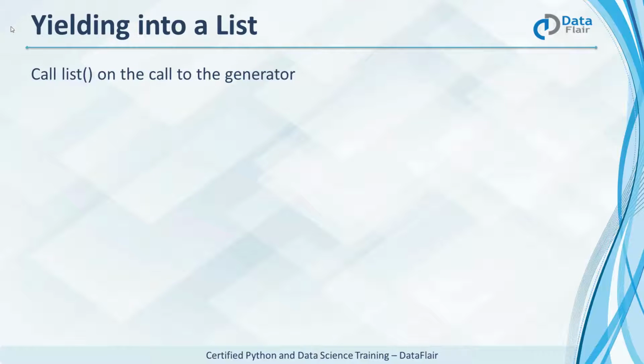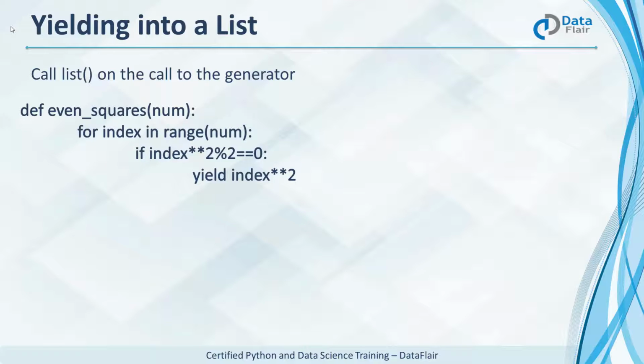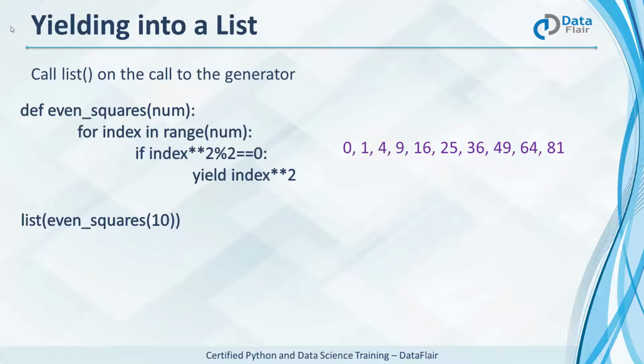A generator yields values one by one. But we can have it yield into a list if we call the list function on the call to this generator. This is the generator, calling it on 10 and converting it into a list. This is the list of squares of these that are even. So it yields into this list.